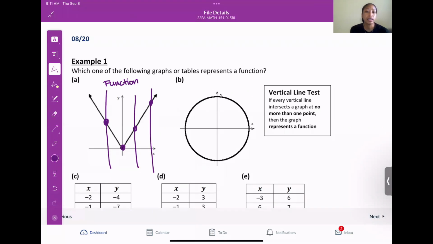However, with graph B, we have a circle there. If I draw any line through this circle, it's going to touch the circle at 2 different parts. This is not a function. Why not? Because for whatever x value we have here, it has 2 different outputs, this y and this y. So we have one input that has 2 different outputs. That doesn't work. By the vertical line test, this is not a function.